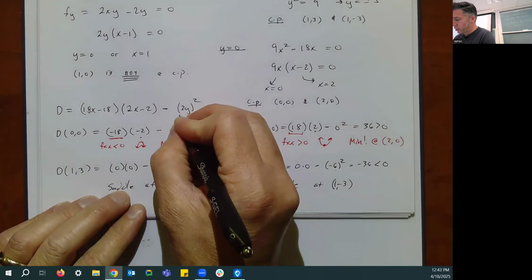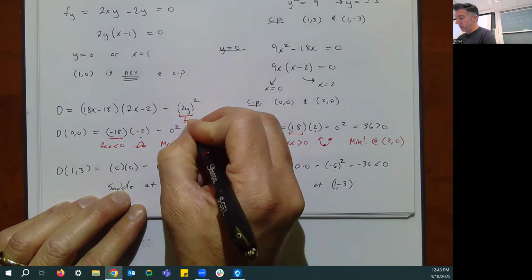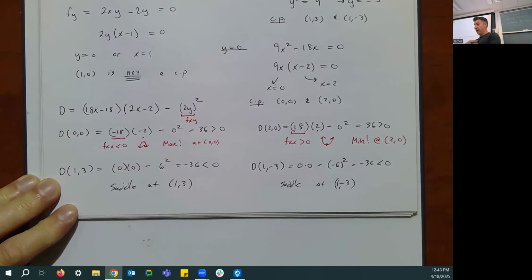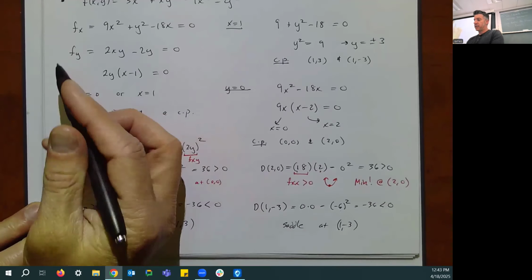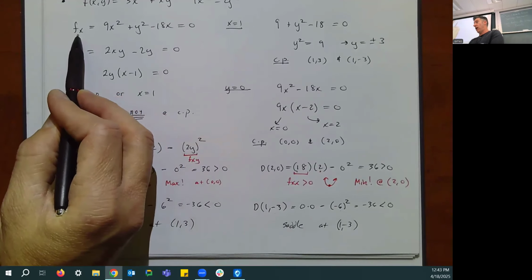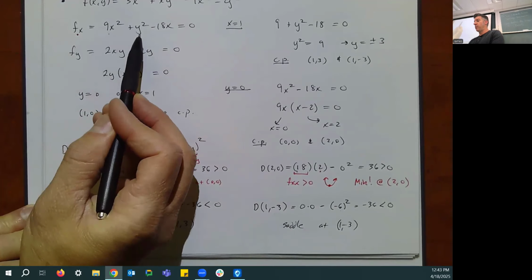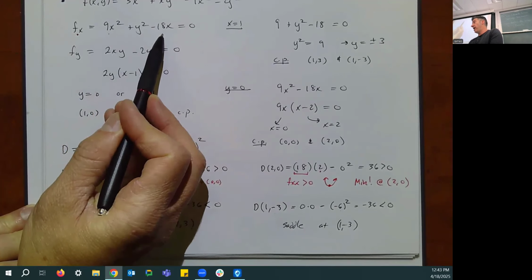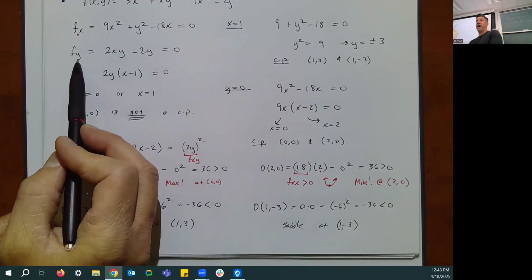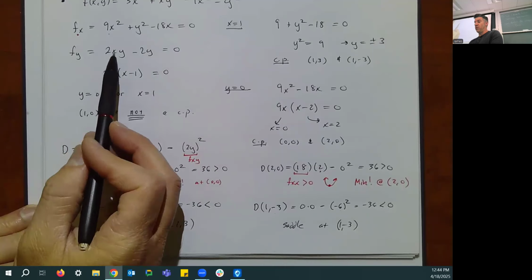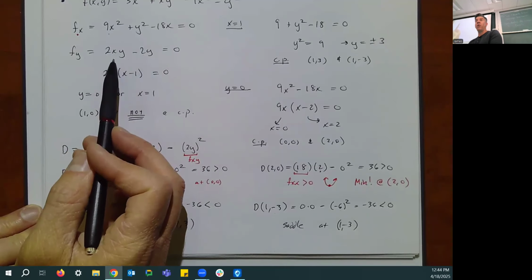This is my mixed partial here. So you can actually find it either way. What I did was I looked at fx and took the derivative of that with respect to y. So the derivative of this with respect to y is 0 plus 2y plus 0. But you could also do fyx. If you take the derivative of this with respect to x, it's going to be 2 times 1 times y minus 0, or 2y. It's the same either way.